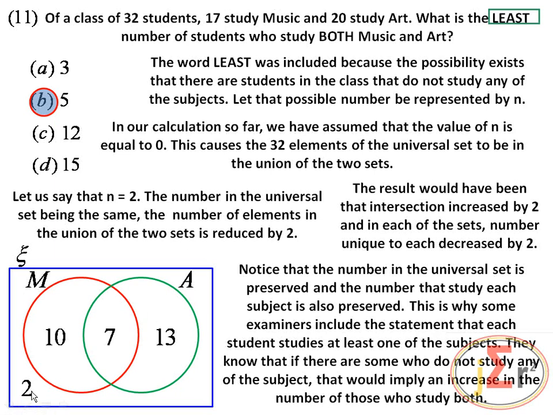We know that we do not have anybody in the universal set that is not a part of the two sets that we have inside the universal set. Because if we leave that option open, and we have a number, as we have right here, that is not studying any of the subjects, that number will increase the number that study both and will reduce each of the numbers that are unique to each set.